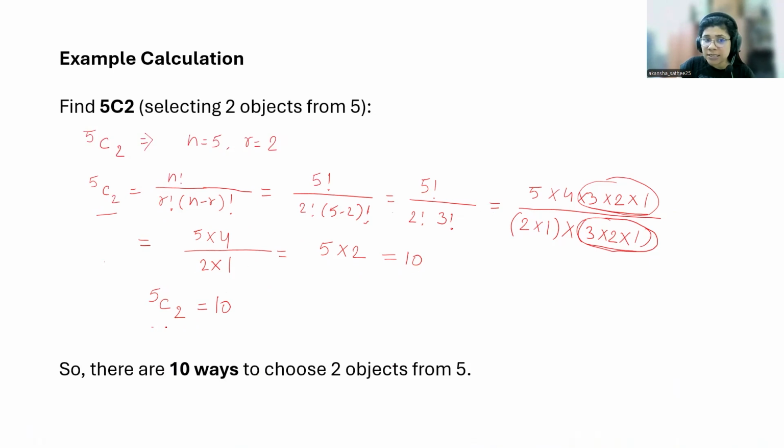So what does it mean in English? It means there are 10 ways to choose 2 objects from 5. So if you have total 5 objects and if somebody asks you to pick 2 from 5, you have 10 ways. Is that clear? Yes, next problem.